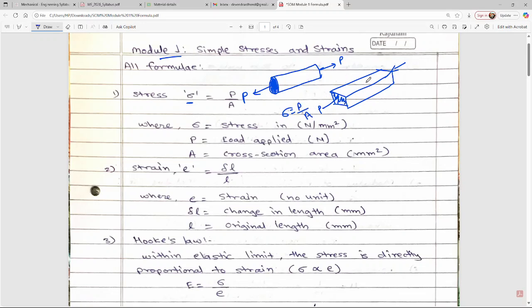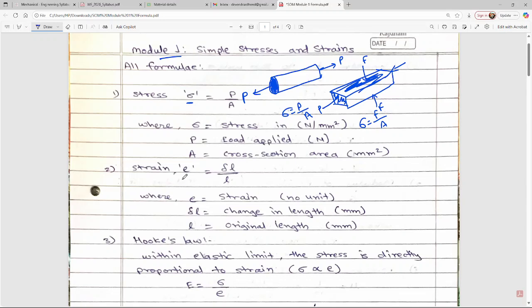Then if there is another force F, for the sigma formula we have to take this F upon this area. That's all. We always have to take the perpendicular area, the area normal to that force.